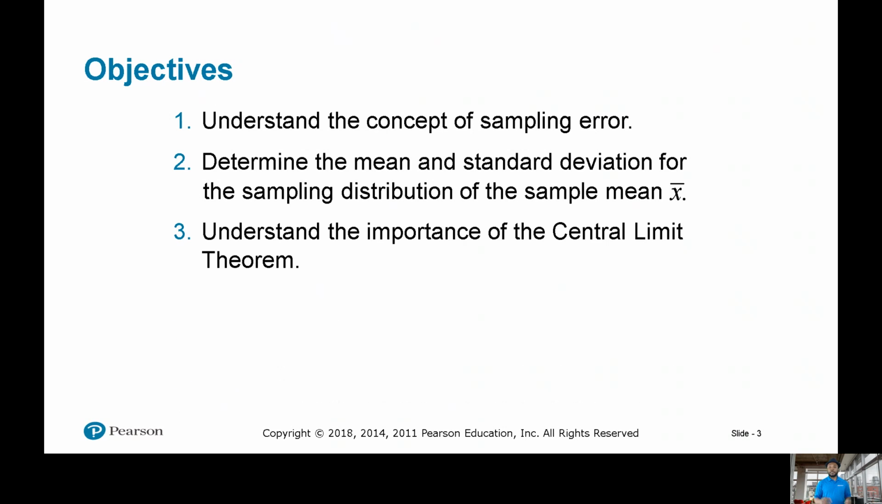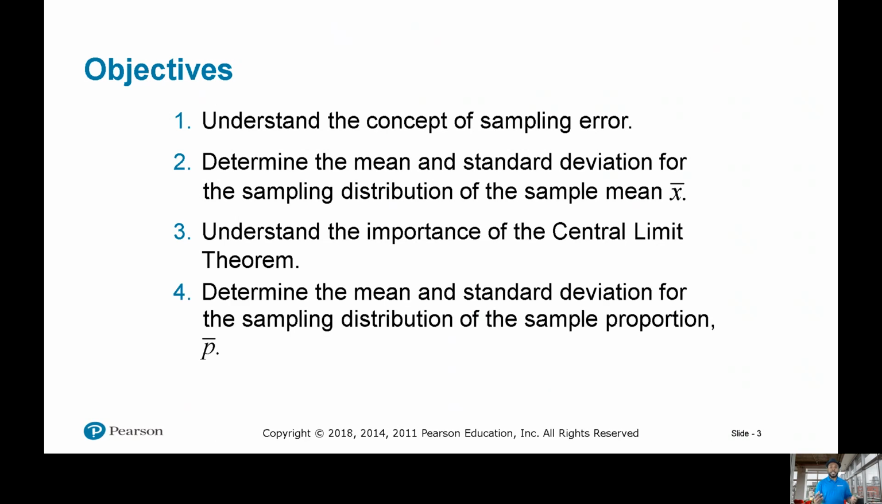You will also understand the importance of the central limit theorem, which is a very important theorem in statistics. And at the end, we will determine the mean and standard deviation for the sampling distribution of a sampling proportion, which we would denote as p hat. So in a nutshell, what we will be looking at in this chapter are the sampling distribution of the mean and the sampling distribution of a proportion.